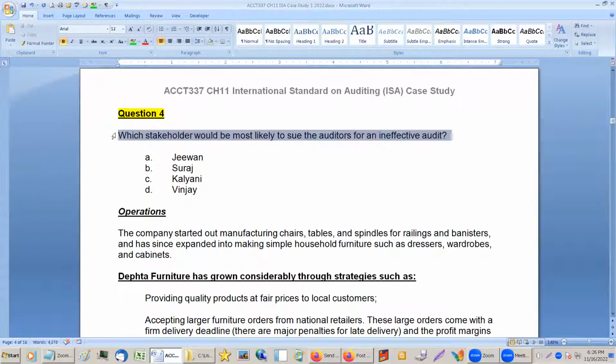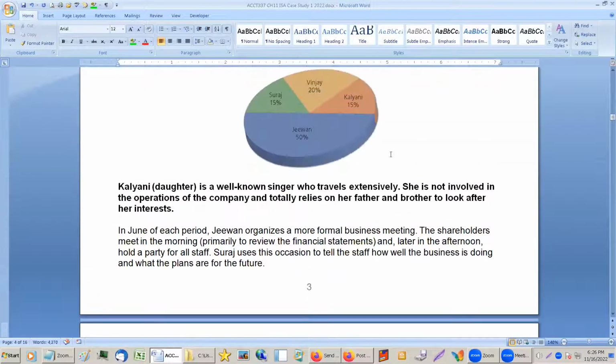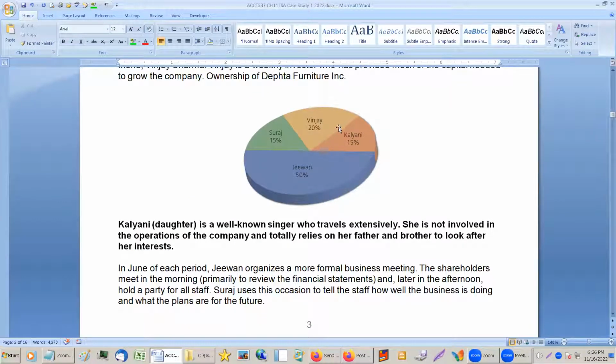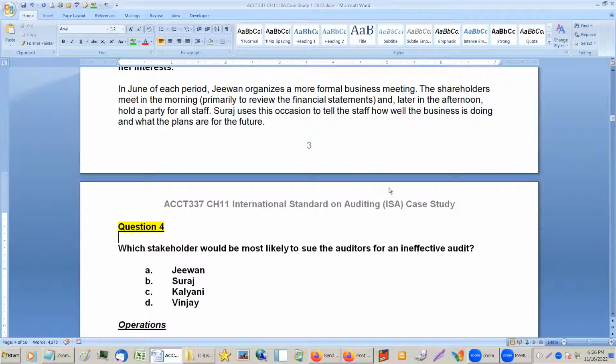Okay, which shareholder would likely sue the auditors for an ineffective audit? So we have 4 suspects here that might sue. Who would be the most likely to sue for an ineffective audit?